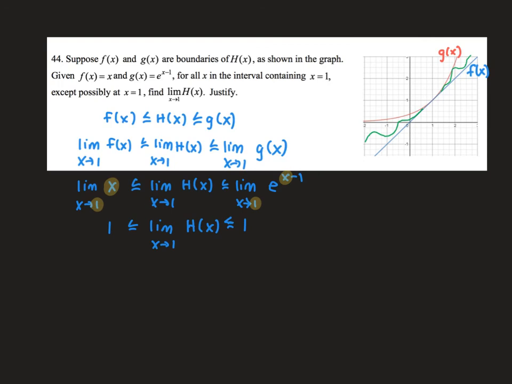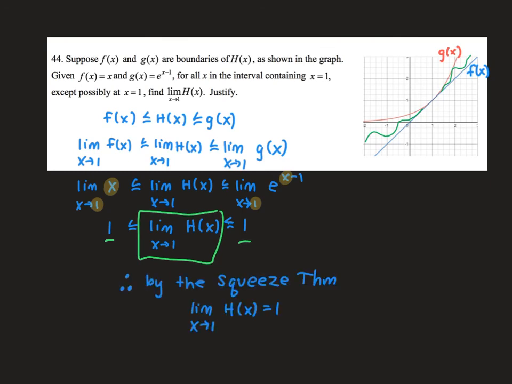So if you just think about this from a common sense standpoint, if this limit as x approaches 1 of h of x is in between 1 and 1, then it has no choice but to be 1 as well. So h's limit as we approached 1 was squeezed in between f's limit and g's limit. So by the squeeze theorem, I know that the limit in question that I was looking for will also equal 1.